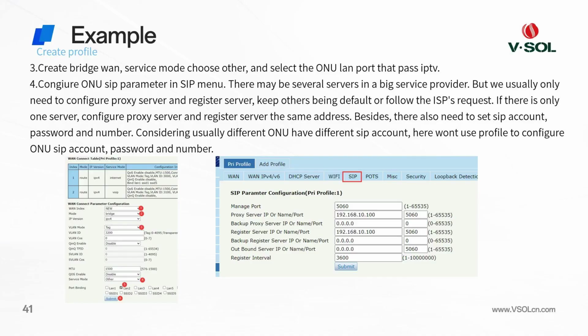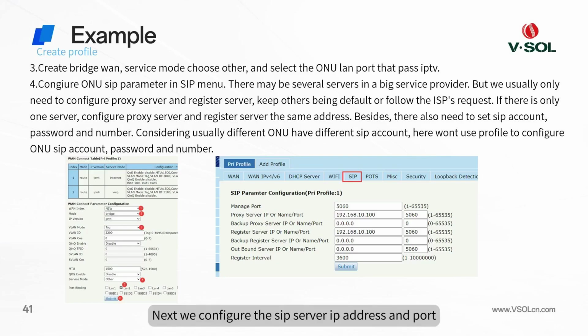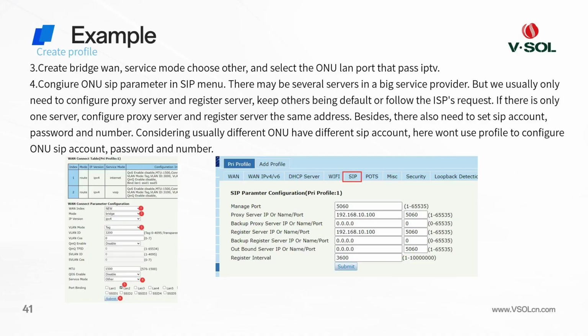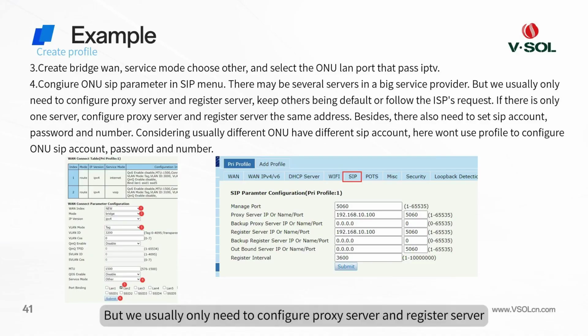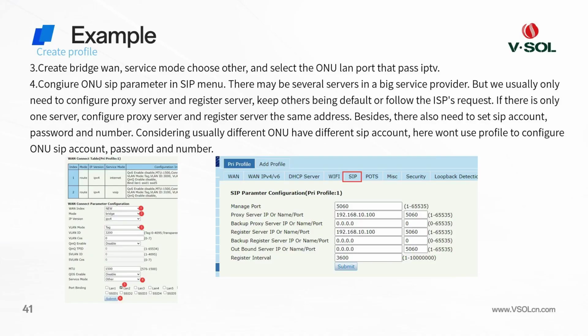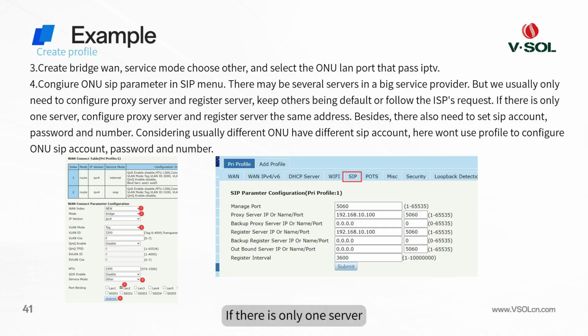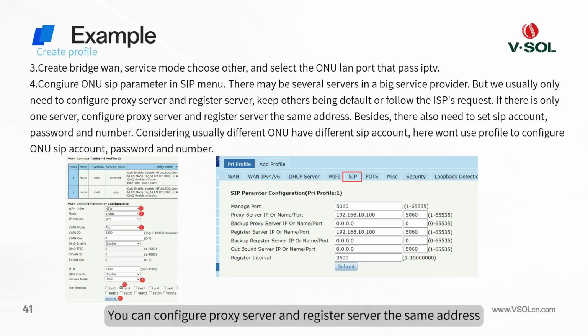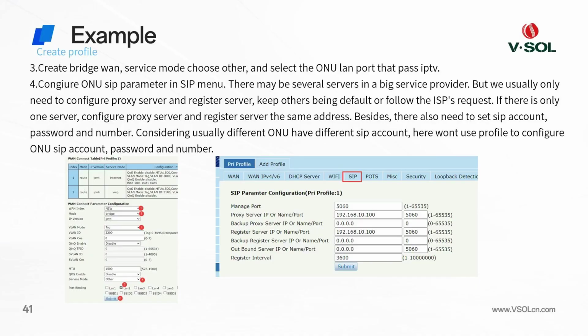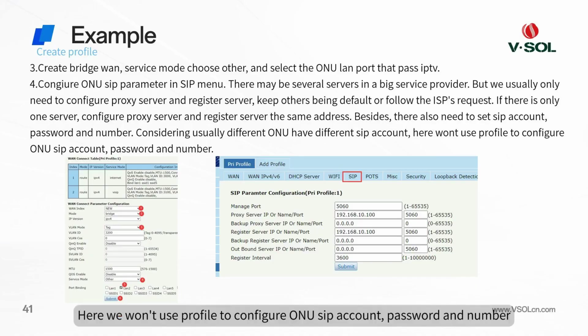Next we configure the SIP server IP address and port. There may be several servers in a big service provider, but we usually only need to configure the proxy server and register server. So here we keep the others default or follow the ISP's request. If there is only one server, you can configure the proxy server and register server with the same address. Besides, we also need to set the SIP account, password, and number. Considering that usually different ONUs have different SIP accounts, here we won't use the profile to configure the ONU SIP account, password, and number.